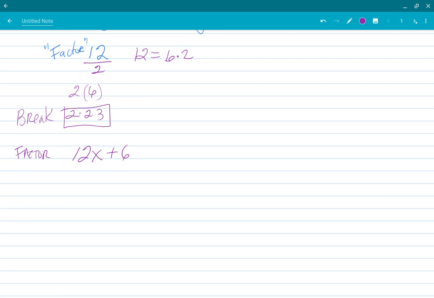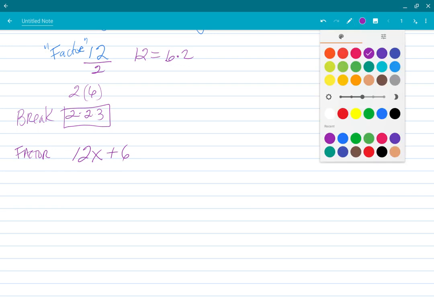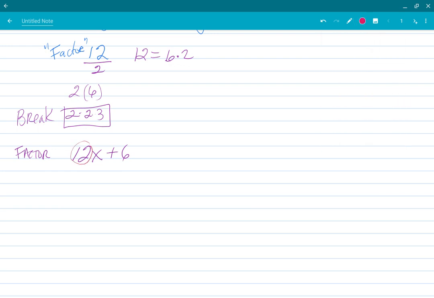Okay, guys, so what number divides into both 12 and also 6? 3. All right, so let's divide it by 3. So 12 divided by 3 is 4x, and 6 divided by 3 is 2. But this 3, we can't just have it disappear. We need to bring it out in the front. Because if you divide something by 3, you're going to make it smaller. But if you multiply the smaller thing by 3, then you make it equal to what it used to be.